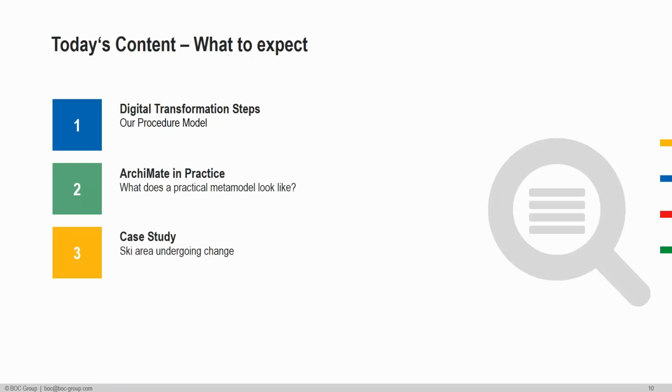The agenda is pretty straightforward. I'm going to firstly discuss our procedure model for digital transformation and the various steps you must take, and also the types of questions you have to consider at each step along the way.